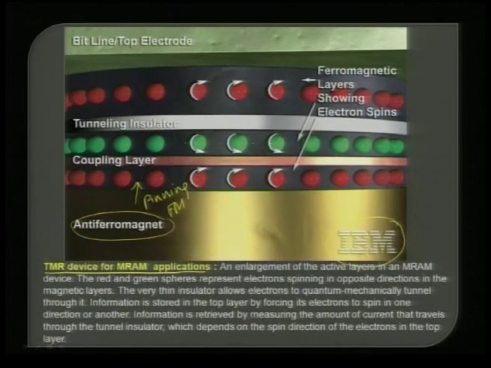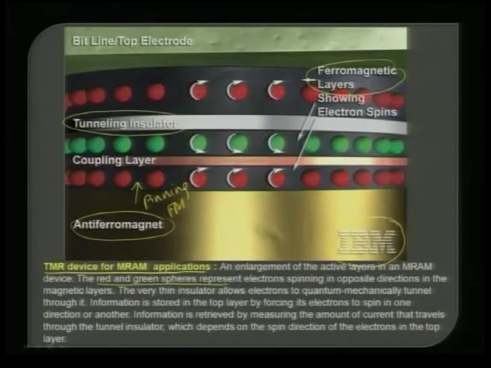So, you have the ferromagnetic layer and the antiferromagnetic layer which is actually pinning, then you have a tunneling insulator and then another ferromagnetic layer on the top. So, this is the way a MRAM device is actually used in IBM. The red and the green spheres represent electrons spinning in opposite directions in the magnetic layers.